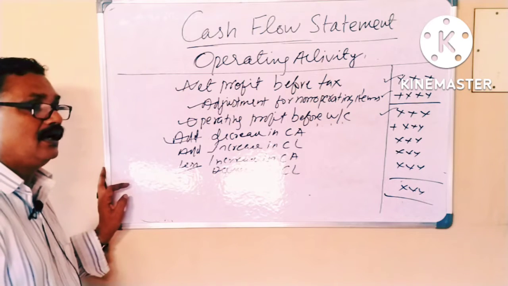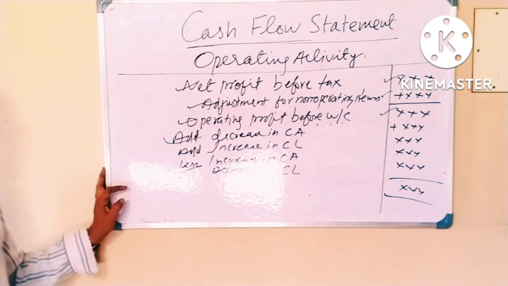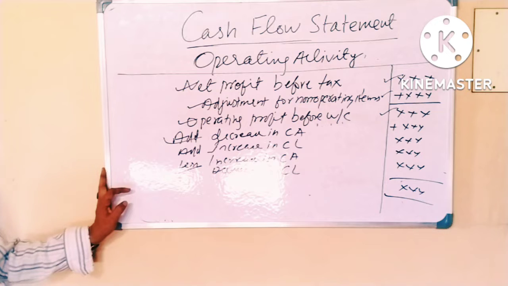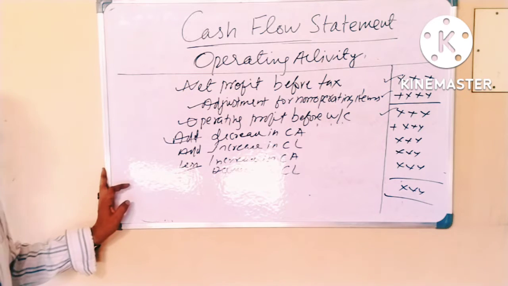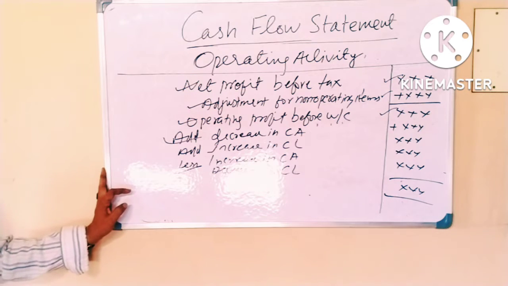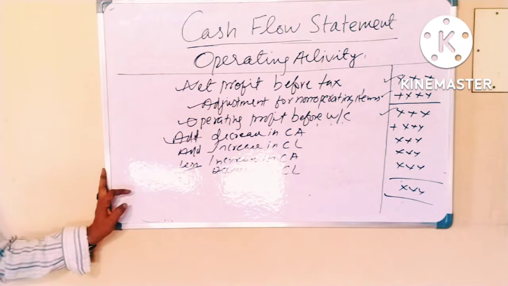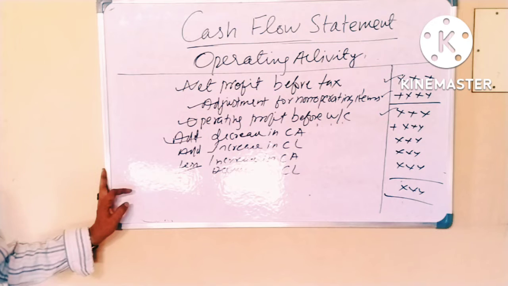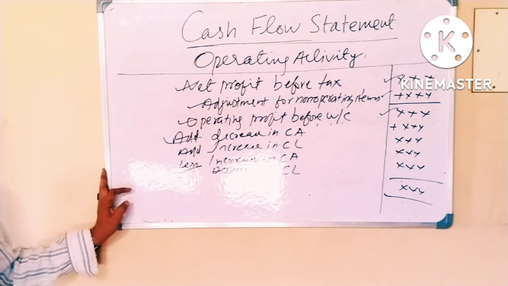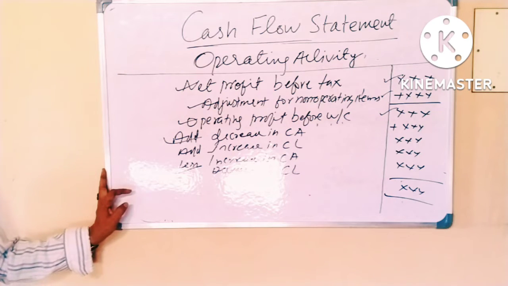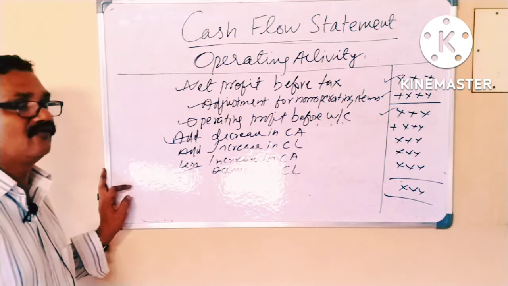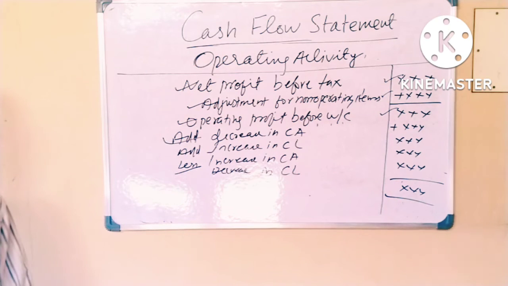For example, in the first year we have 10,000 stock value. In the second year we have 8,000. So the value of stock is coming down. 10,000 becomes 8,000, so 2,000 is decreased. So we take the decreased value of current asset, 2,000, and we have to add that up. Don't worry.